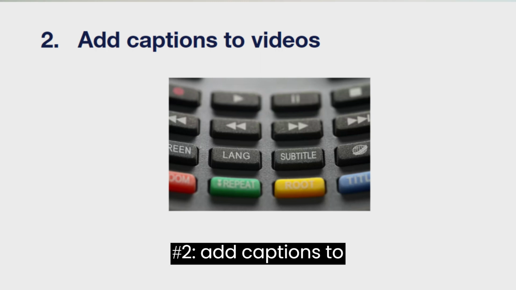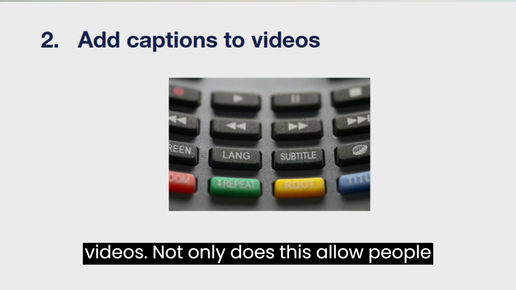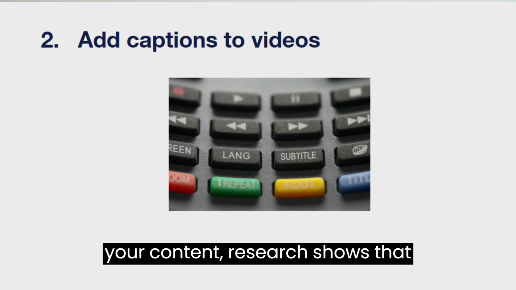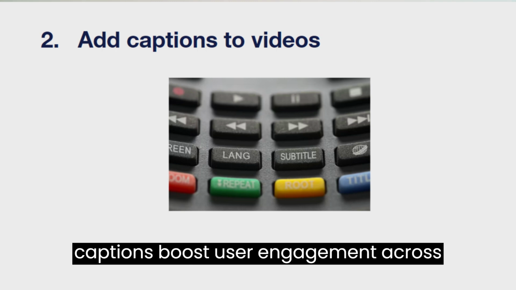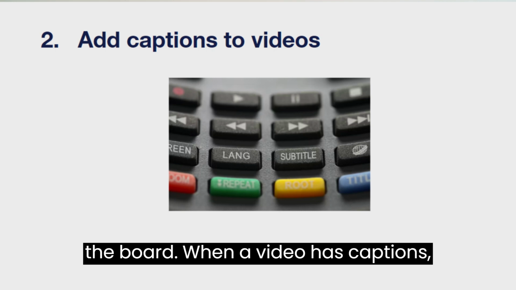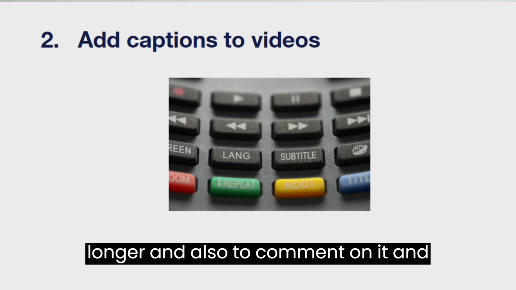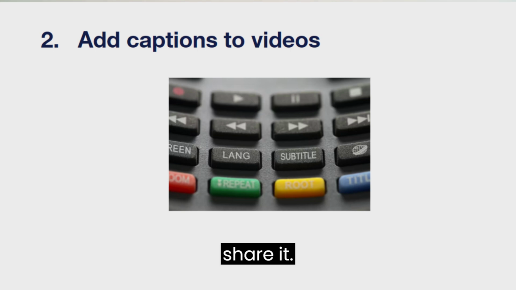Number two, add captions to videos. Not only does this allow people with hearing difficulties to engage with your content, research shows that captions boost user engagement across the board. When a video has captions, people are more likely to watch it for longer and also to comment on it and share it.